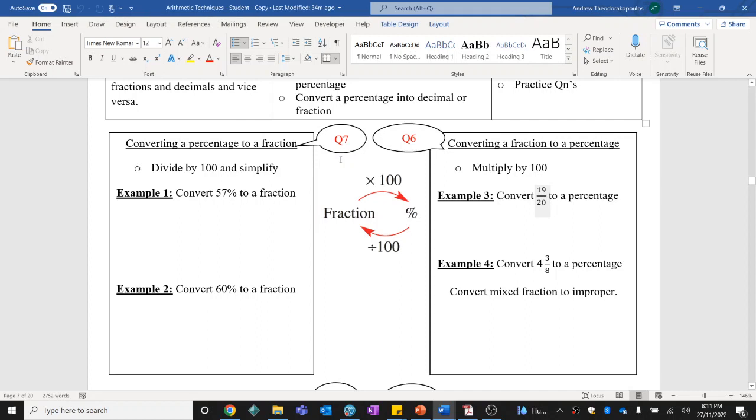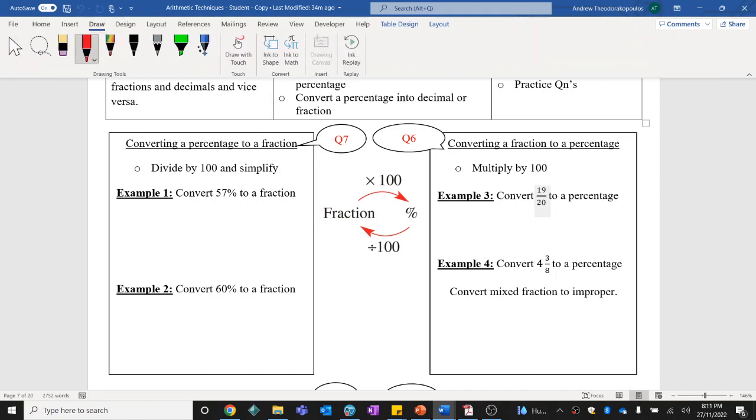Converting a percentage to a fraction. So the first thing you'll need to do is just divide by 100 and then simplify. So to go from 57% into a fraction, divided by 100. And if you can simplify it, well, simplify it. But in this case, there is no number that simplifies with a 57 and a 100. So we leave it like that.